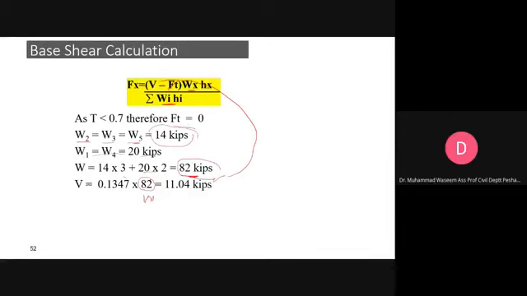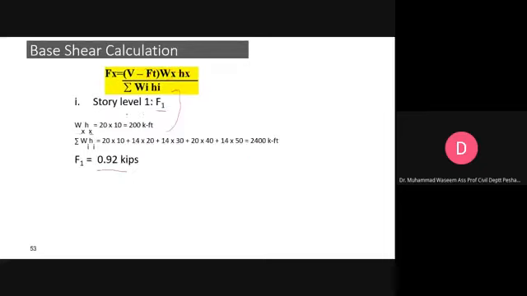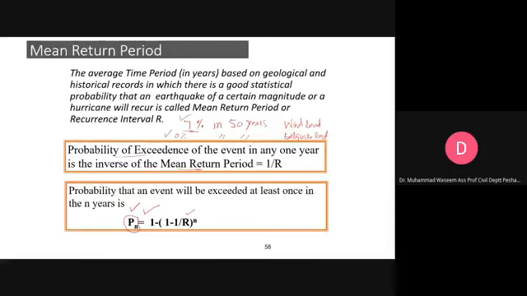Now you can first calculate the total base shear using this W value. It's so lengthy. So you use this formulation to compute the F1 value. The F1 value is 0.92 kips. Similarly, you can do it for F2, similarly for F3, F4, F5.